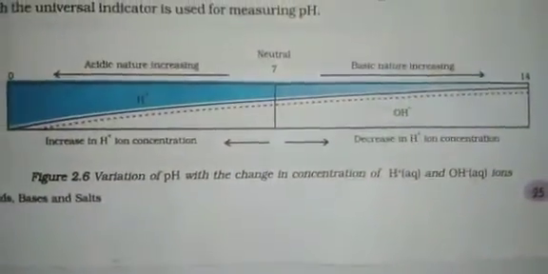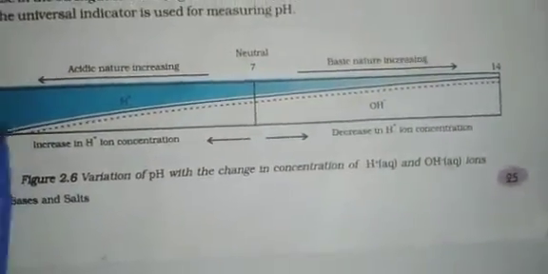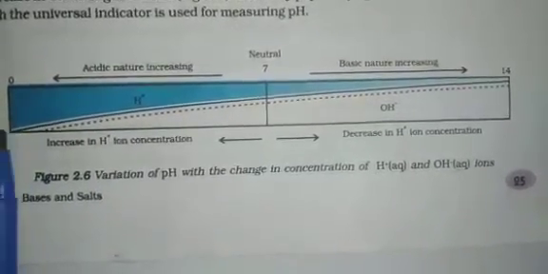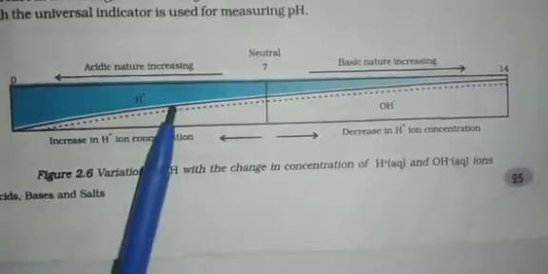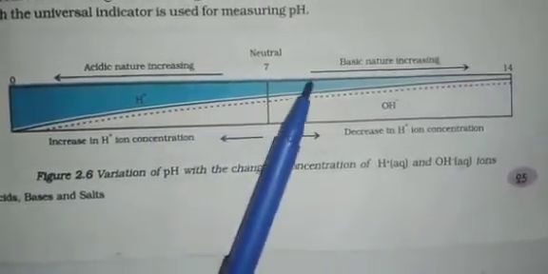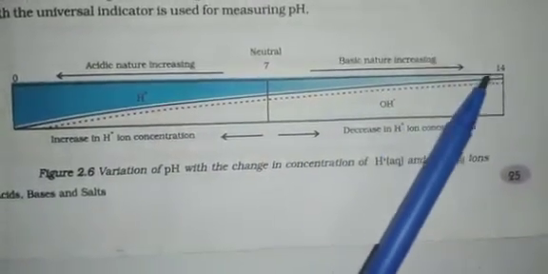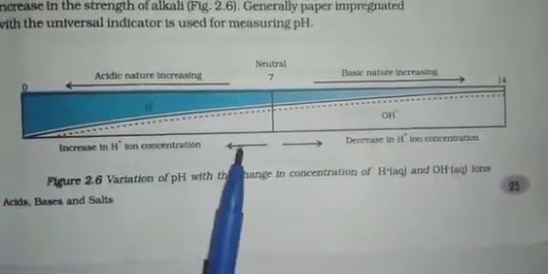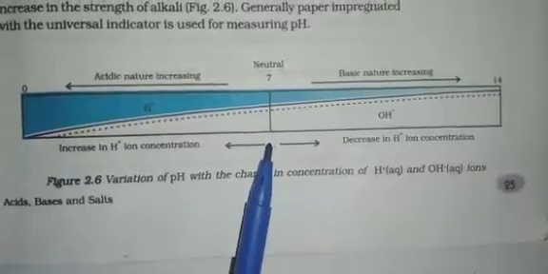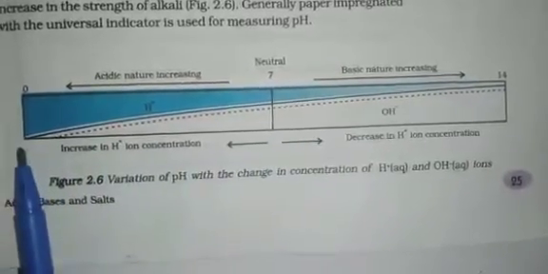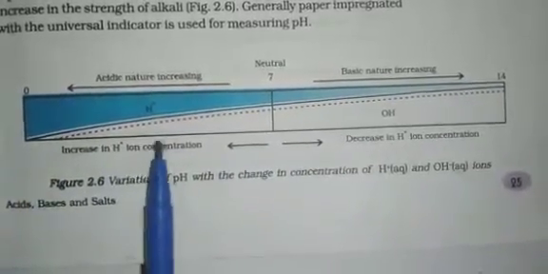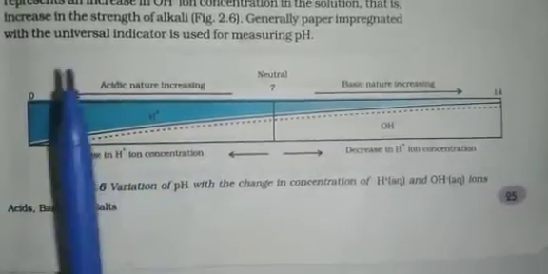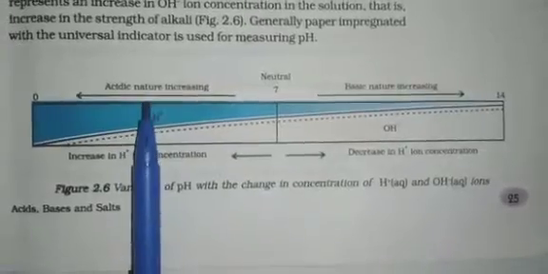Students, just look at this picture. Here you can see the H plus ion concentration is more here, right? Going towards this side, the H plus ion concentration is decreasing, right? Here you can see the demarcation. 7 is neutral, and if you move from 7 towards the 0 side, the H plus ion concentration increases. You know that if the H plus ion concentration is more, it is acidic in nature.